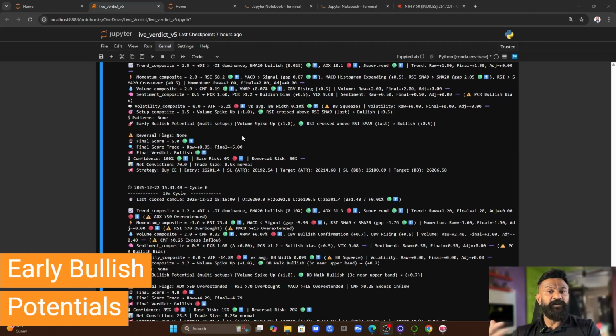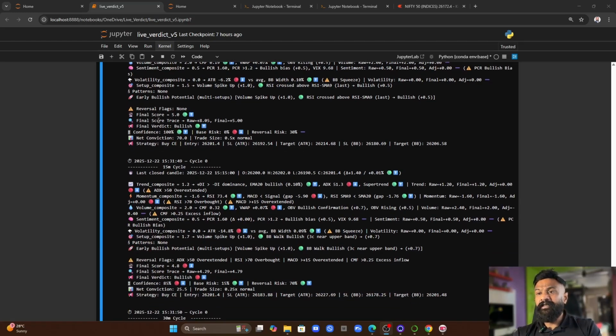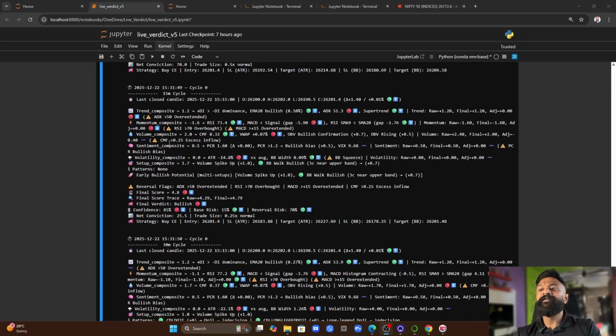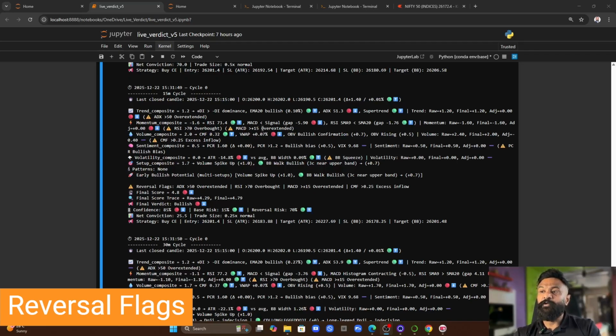There are some conditions predefined, and whenever they are triggered, I see it here. Then there is a final score for the 5-minute time frame. Likewise, for 15 minutes I also have a 15-minute score. But one important thing here is that there are some flags. Whenever the MACD is overextended, it flags up. Why? Because when there is an overextension of MACD, there is a potential of reversal. Likewise, when RSI is overbought, the trend may reverse.